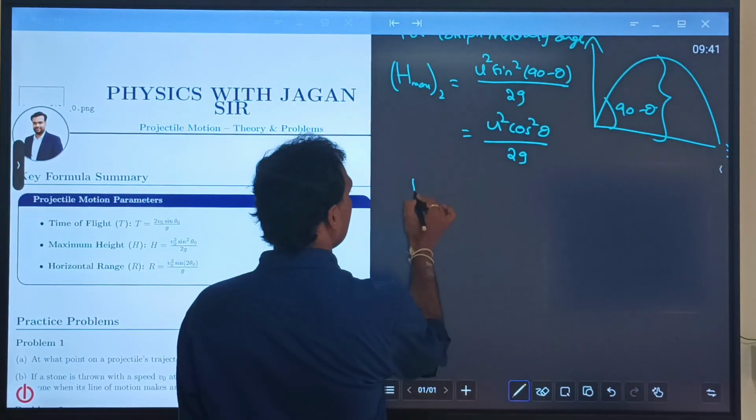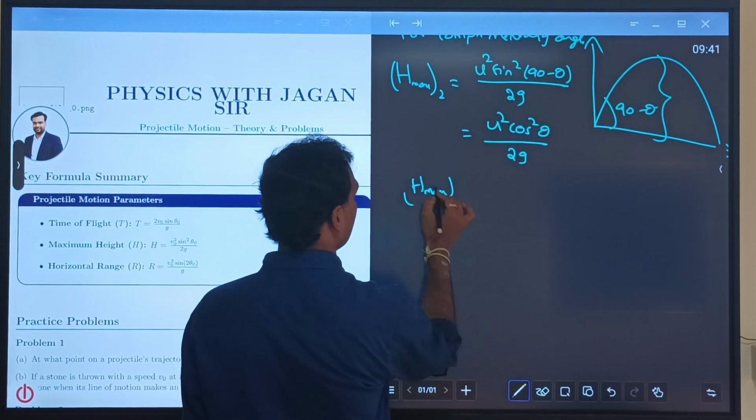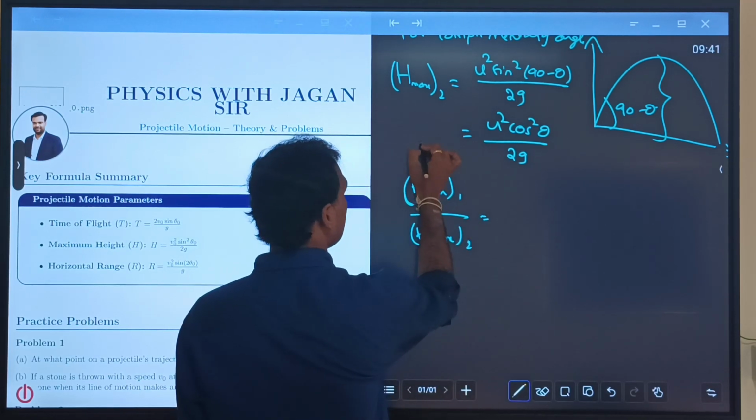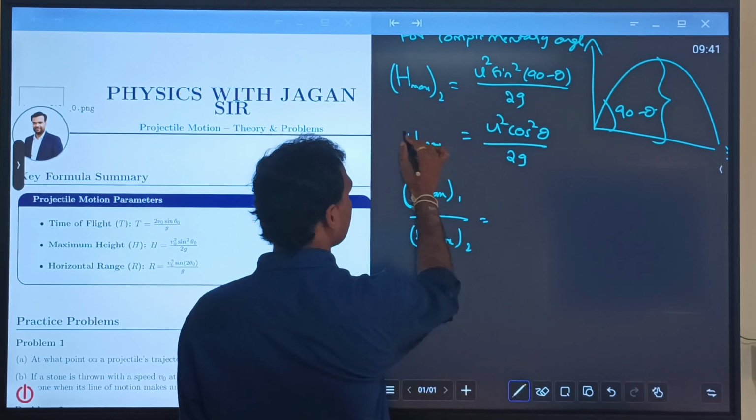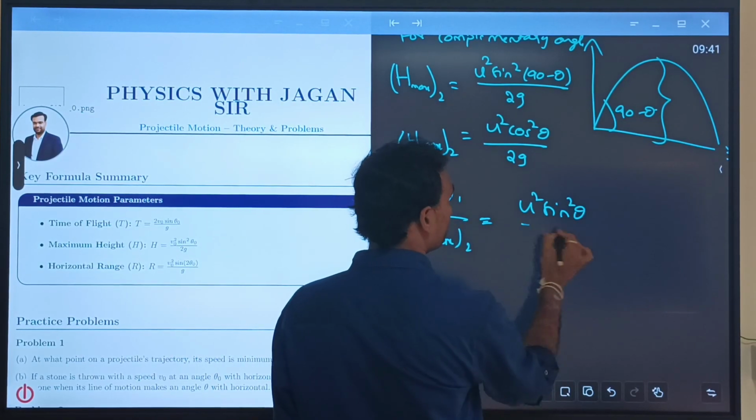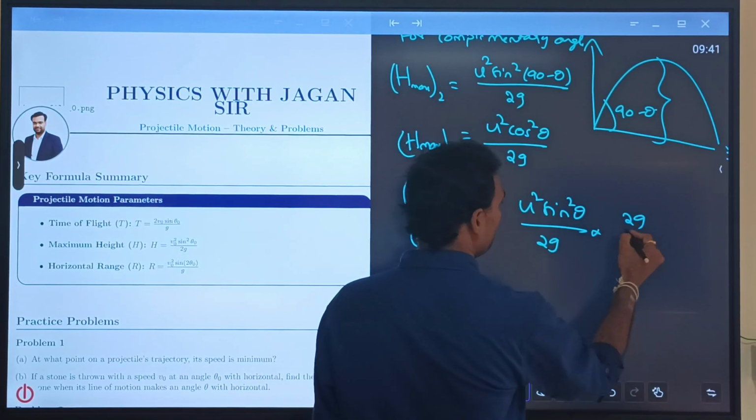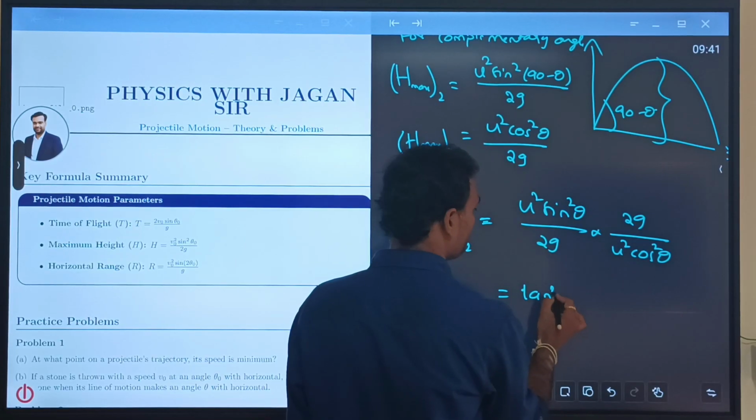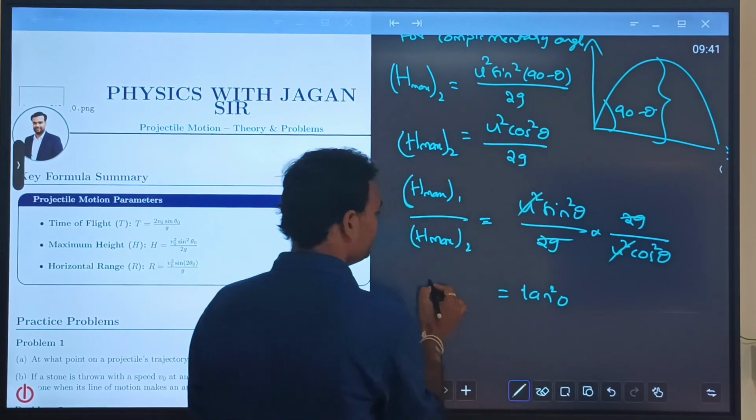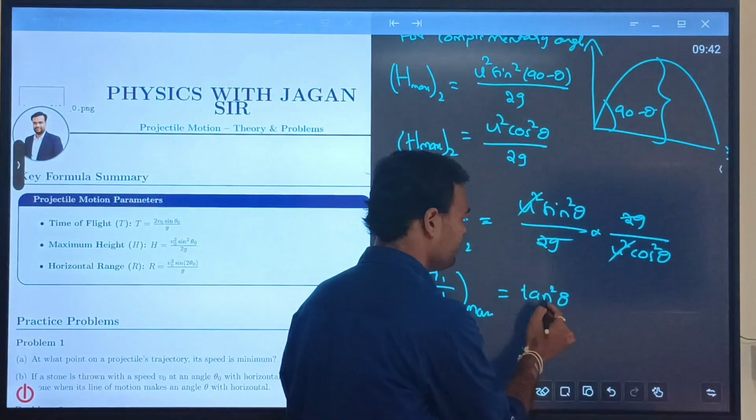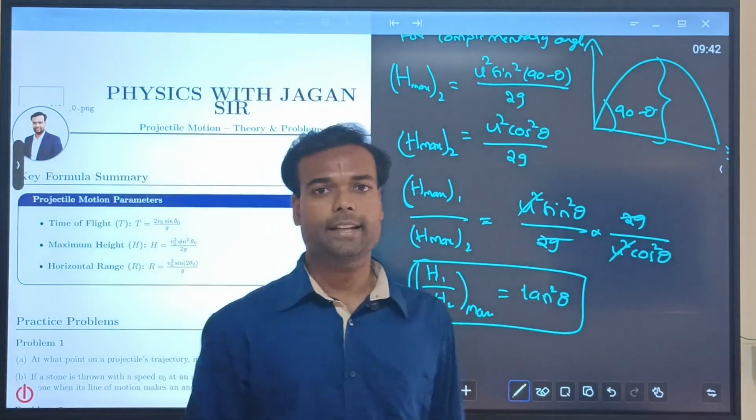Then h max for the first case divided by h max for the second case is equal to u square sin square theta by 2g, times 2g by u square cos square theta, which is equal to tan square theta, because these are getting cancelled. This is h1 by h2 in max, the ratio for the original angle and its complementary angle. Clear? This is the second case.